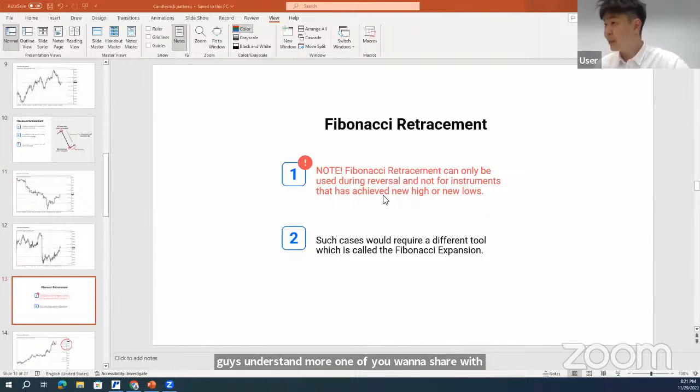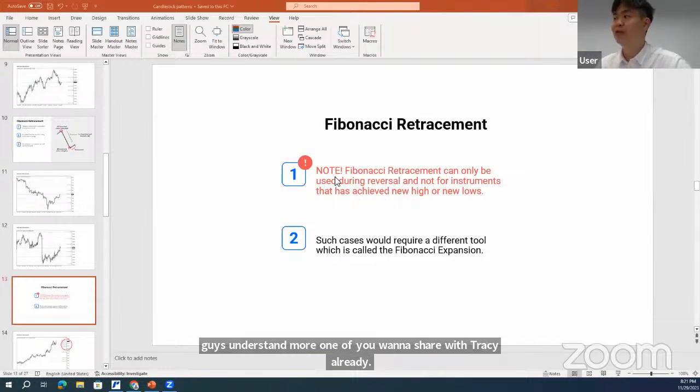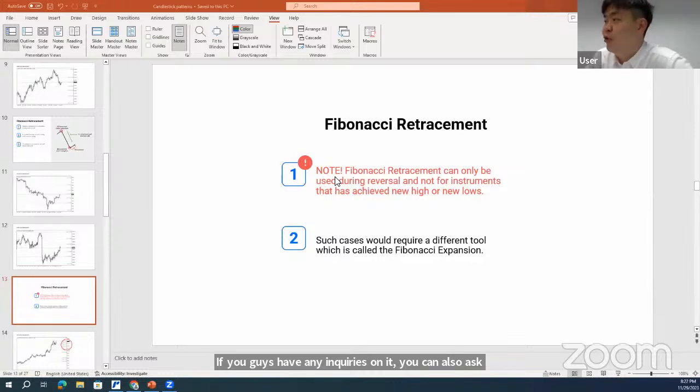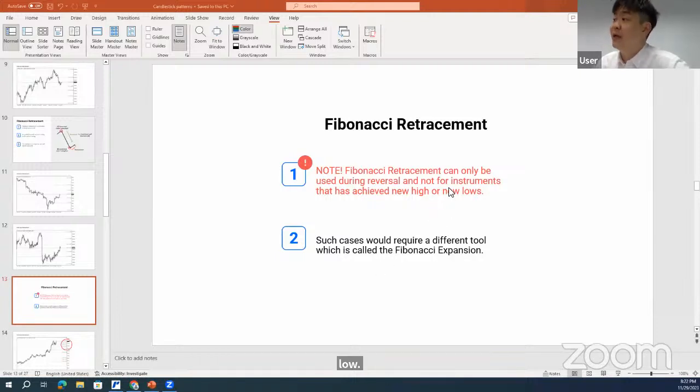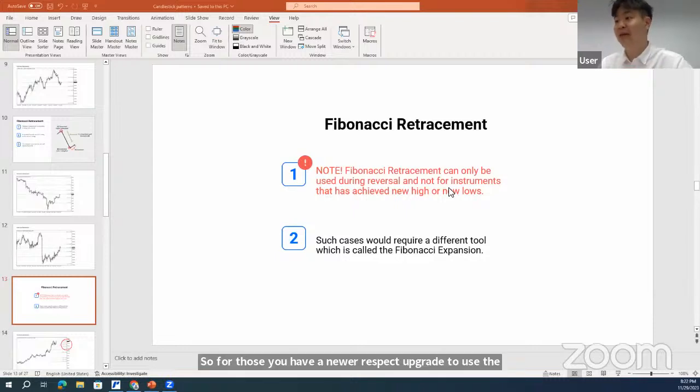And then remember, this is an important note. Fibonacci retracement can only be used during reversal and not for instruments that have achieved a new high or new low. So for those new highs or new lows, it's better for you to use the Fibonacci expansions, which we are going to discuss in future.